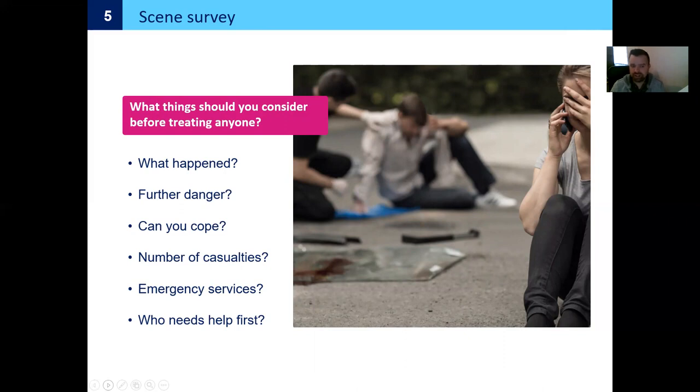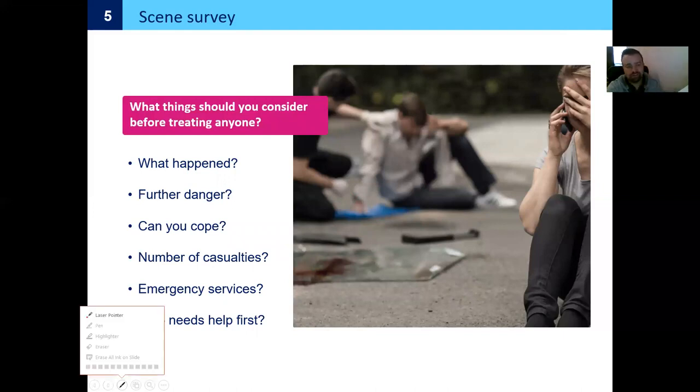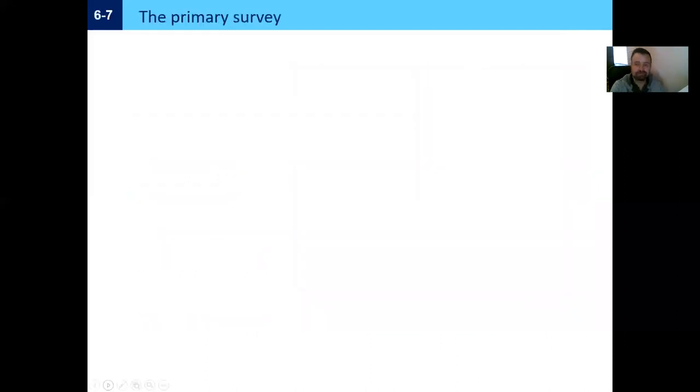What are the further dangers? Are you able to cope with the situation that you're in? What is the number of casualties? How many people are needing your service? Do you need the emergency services? And what other help are you going to need? So you're starting to process all of this information in the back of your mind.